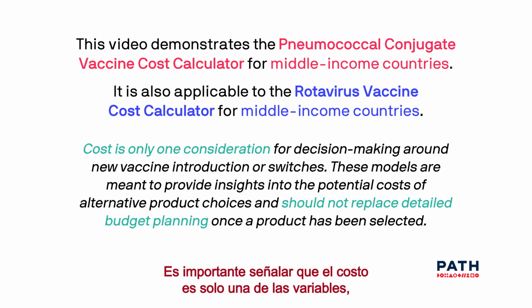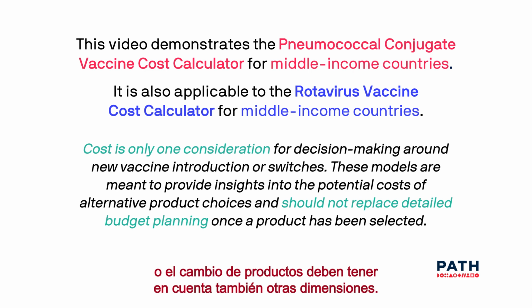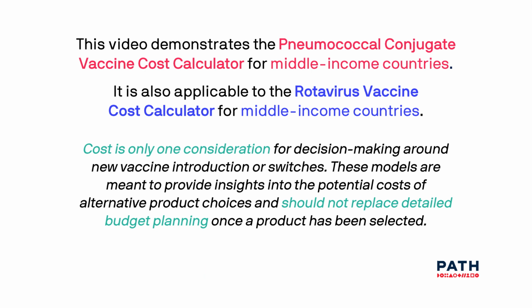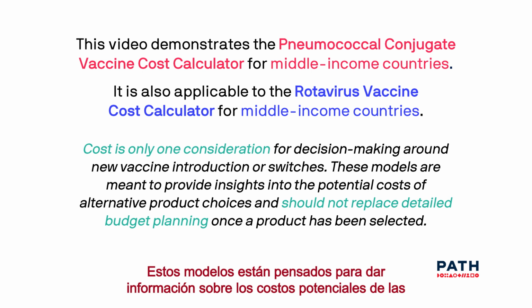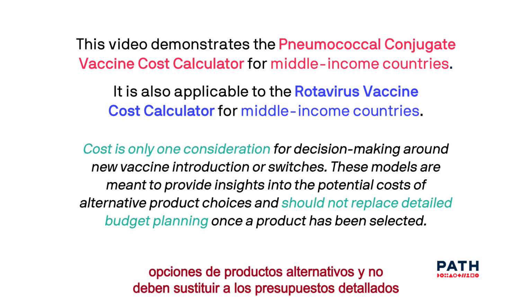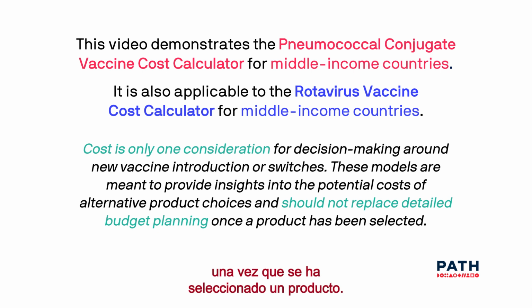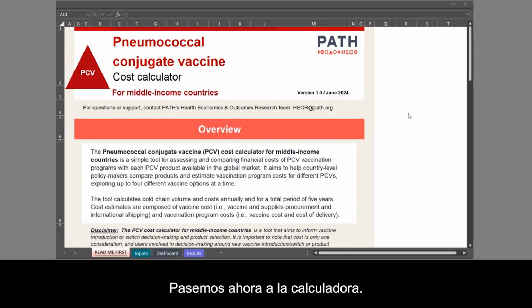It is important to note that cost is only one consideration, and users involved in decision-making around new vaccine introduction or switches should also consider other dimensions as well. These models are meant to provide insights into the potential cost of alternative product choices and should not replace detailed budget planning once a product has been selected. Now, let's move on to the calculator.